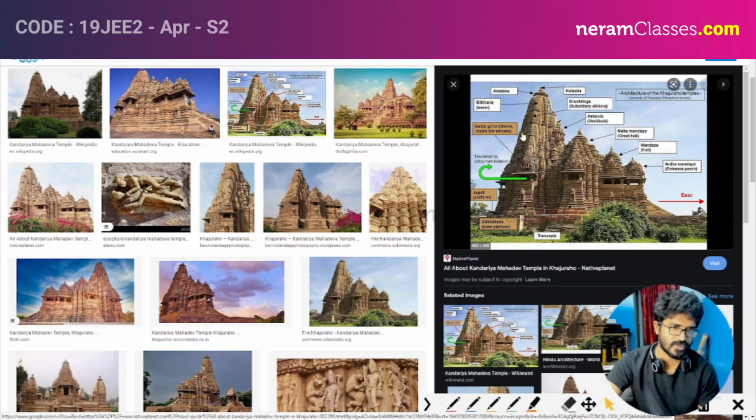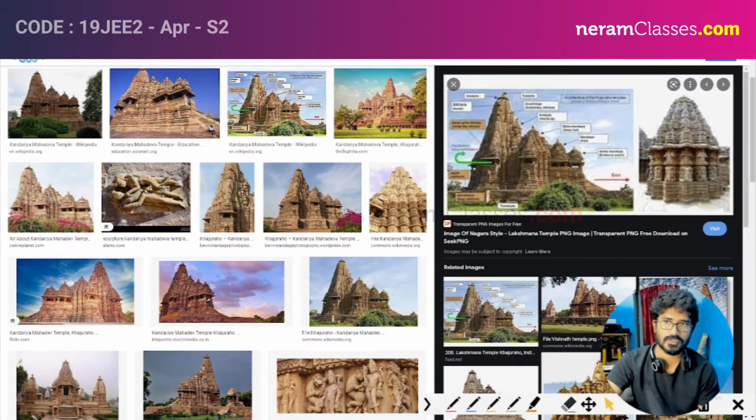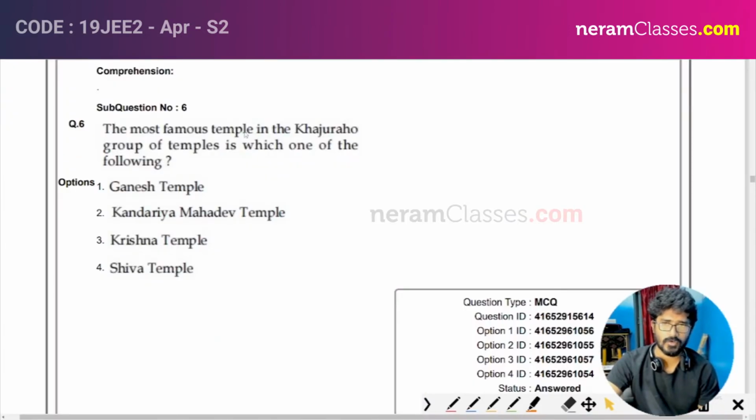The most famous among them is this Kandariya Mahadev temple. I guess it's a Shiva temple, I don't know exactly, but this is the Kandariya Mahadev temple. It's a very famous monument in India. So the answer for this question is Kandariya Mahadev temple.